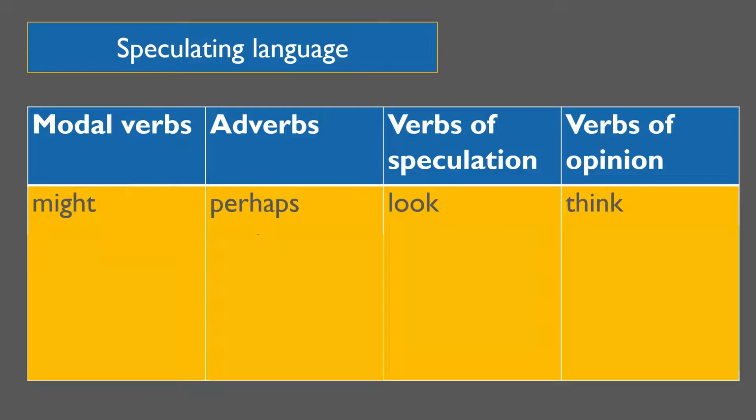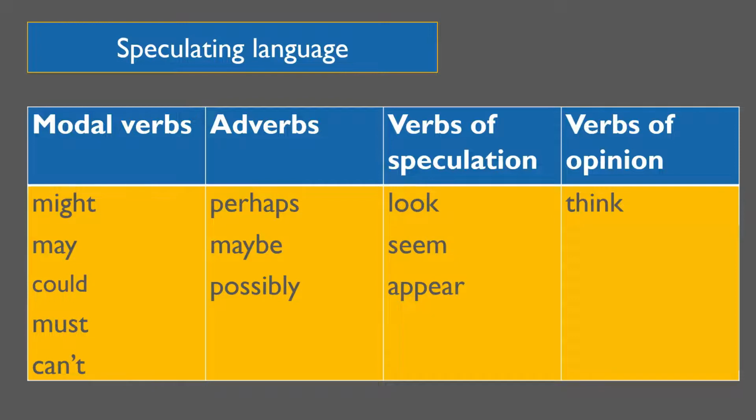Okay, let's check together. So with modal verbs, we also got may, could, must, or can't. More adverbs, maybe or possibly. Verbs of speculation, we also have seem or appear. And verbs of opinion, believe, imagine, and suppose. These are all great pieces of language to use in this part of the exam. And it's exactly what the examiner is listening for. A little tip.